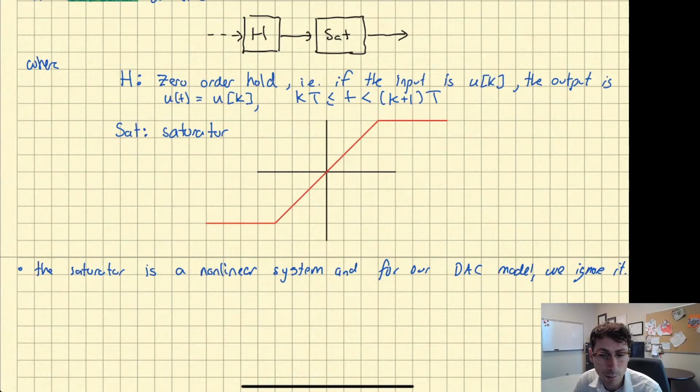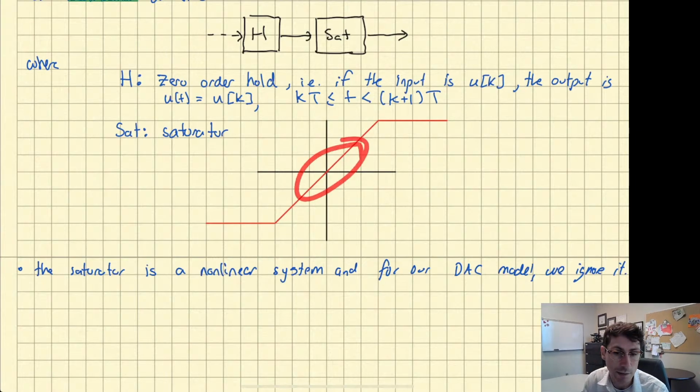Now in the lab, there's another saturator that comes up, and that's from the amplifier. You're going to send a command from your digital to analog converter to an amplifier that's going to drive the motor, and that amplifier has this saturator block at the end. So the strategy in the lab is essentially to make sure you're always working in the linear regime. Try not to get over here where there are these nonlinear effects.